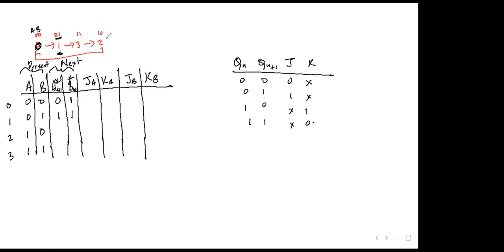If I'm presently at 2, so this is 2 here, where do I go? I go to 0. And if I'm presently at 3, where do I go to? I go to 2, which is 1, 0. Then I look and see.